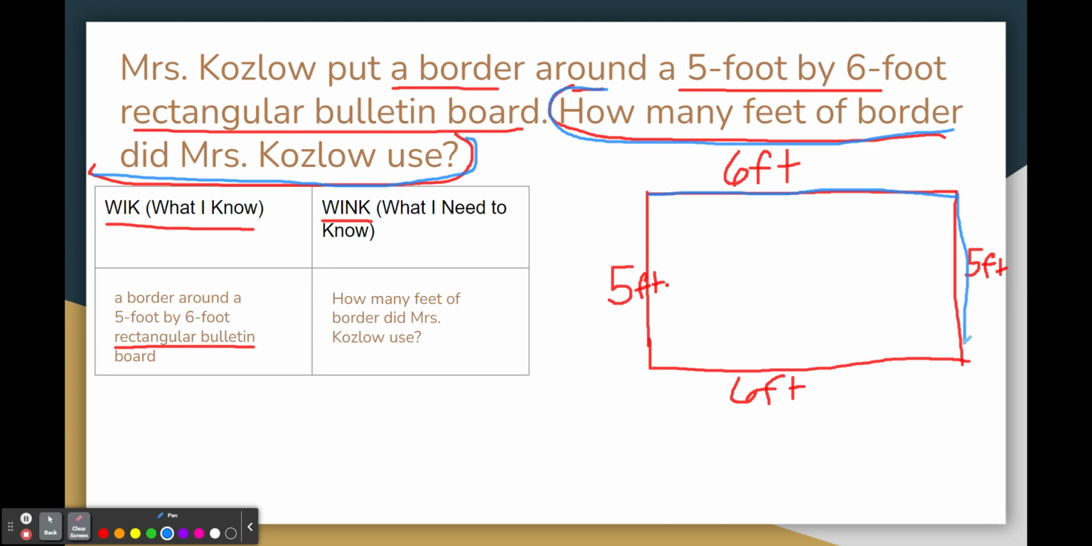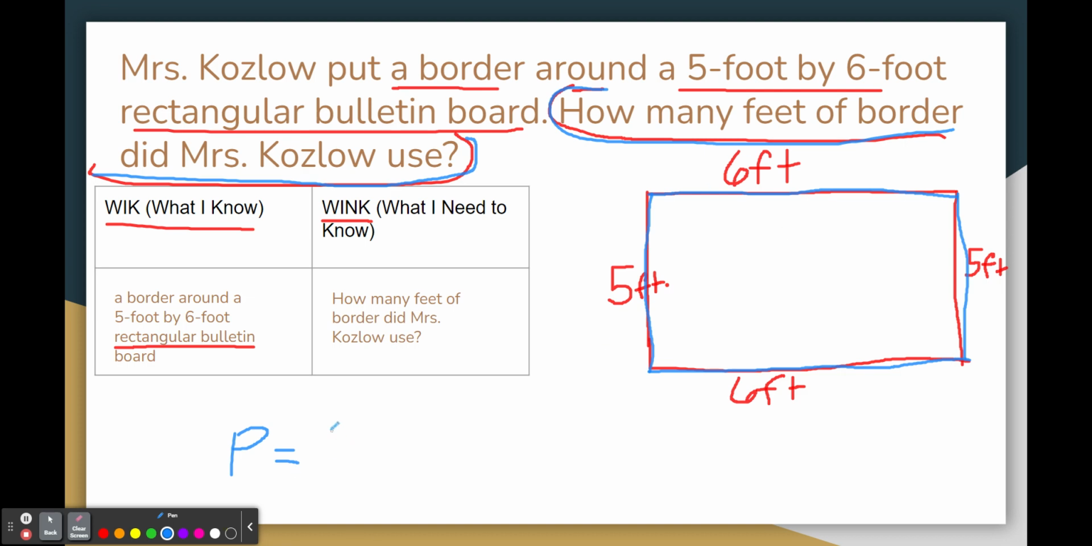We're not filling the whole thing in. We're just trying to figure out how much of the border she used. So this seems like we're going to be looking for the perimeter. I'm going to put down P for perimeter. So I know that the perimeter is going to be the total of all of my side lengths added together.